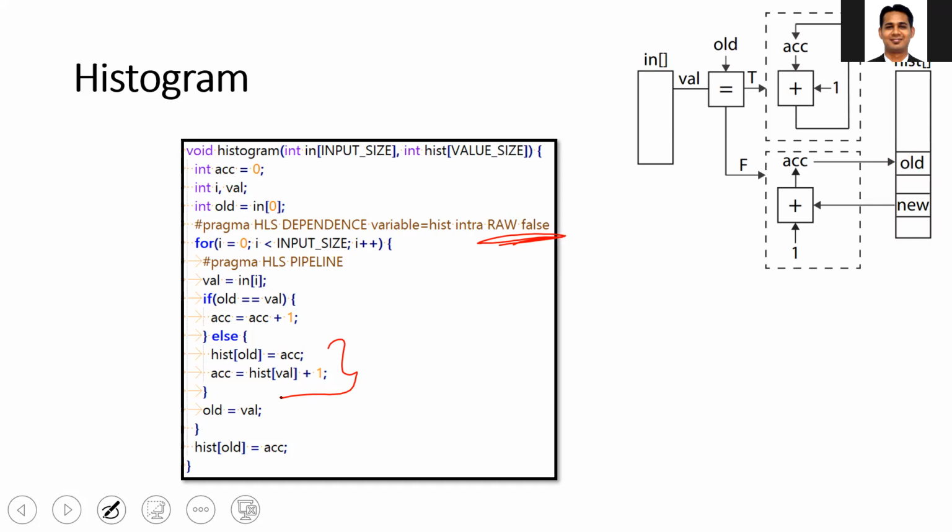You can see that here you are doing the write operation and here you are doing the read operation, but you know that the way you have written the code, these two addresses cannot be the same in a single iteration, but the tool doesn't know. So by using this pragma, you can tell the tool that there is no dependency here.